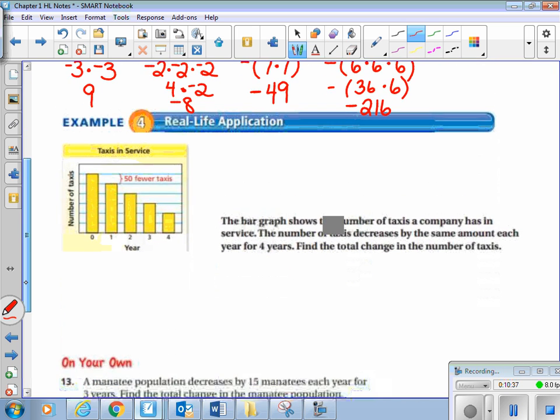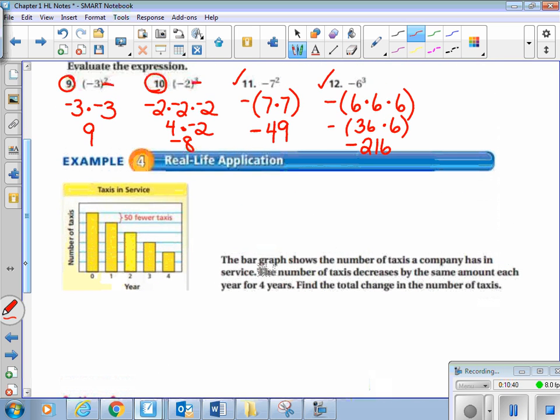In example 4, we're looking at taxis in service. The bar graph shows the number of taxis a company has in service. The number of taxis decreases by the same amount each year for 4 years. Find the total change in the number of taxis. So if I look at my table, I can see my bars are constantly decreasing. They're getting smaller. They're going down. By how much are they going down? They're going down by 50. What number represents down 50? That would be a negative 50.